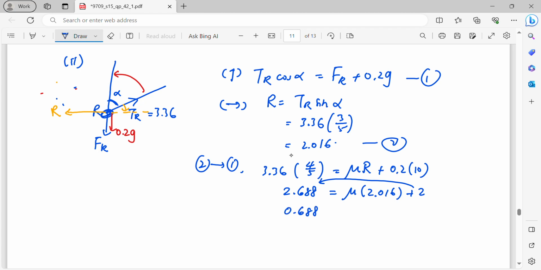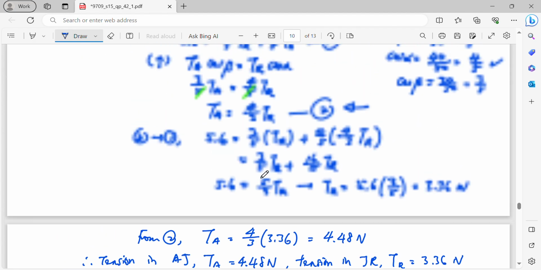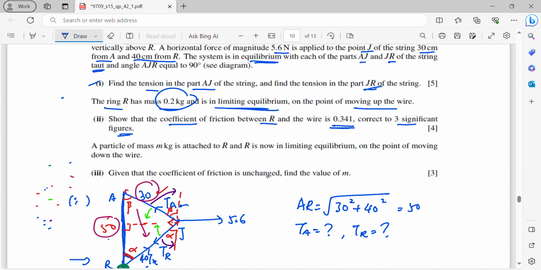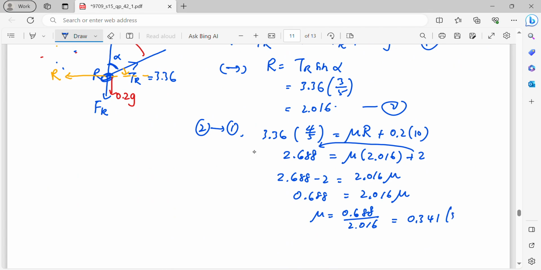0.688. Okay, or if I do it step by step, I will write 2.688 minus 2 equals to 2.016 mu. So I will get 0.688 equals to 2.016 mu. Therefore, your mu is 0.688 divided by 2.016. Therefore, you will get 0.341. Okay, so that is the mu value that you need to show. So this is shown.